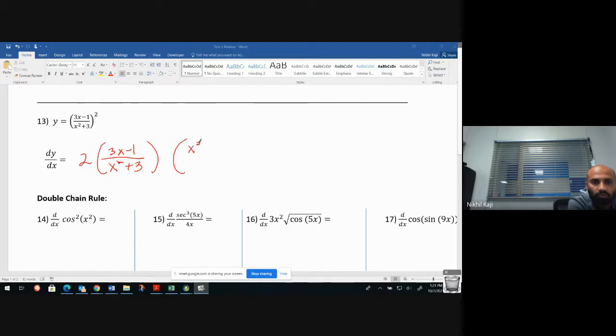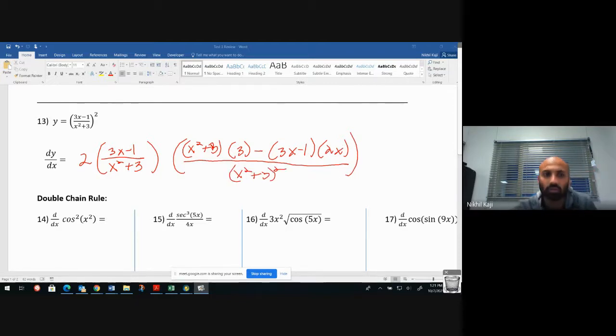g f prime minus f g prime all over g squared. And that does everything. That's chain rule, and then we have product rule or quotient rule.